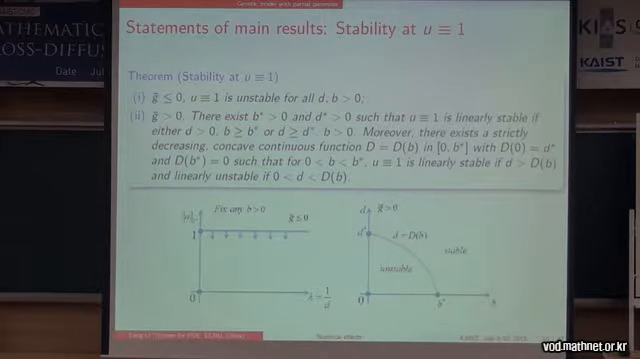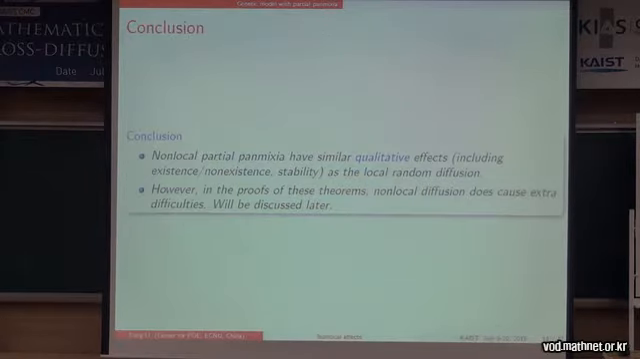Okay, I show you this result, but my point is, based on this result, you clearly see for the studies of the qualitative properties of solutions, the local diffusion and non-local diffusion play similar roles. That's my point for these results. Non-local dispersal has similar qualitative effects as a local random diffusion. However, later in the proofs, I'll show you the non-local diffusion does cause some actual difficulty, mathematically. So this is about the first model. We see something similar.